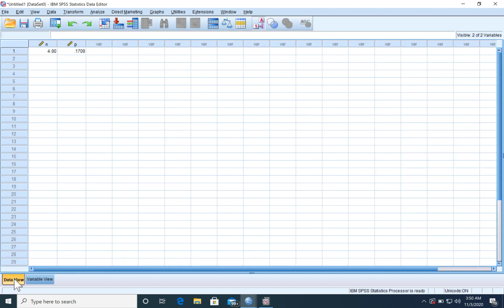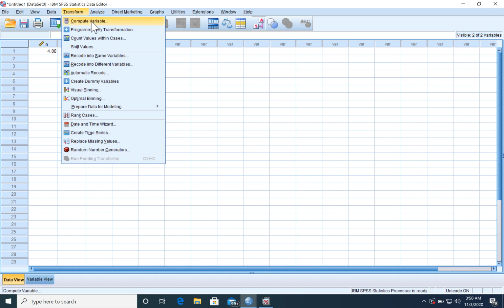Alright, so let's proceed to do it. So the first part of the question, if you recall, it wanted to know the probability of exactly two of them responding yes. So here's what we do. We go to transform, compute variable.